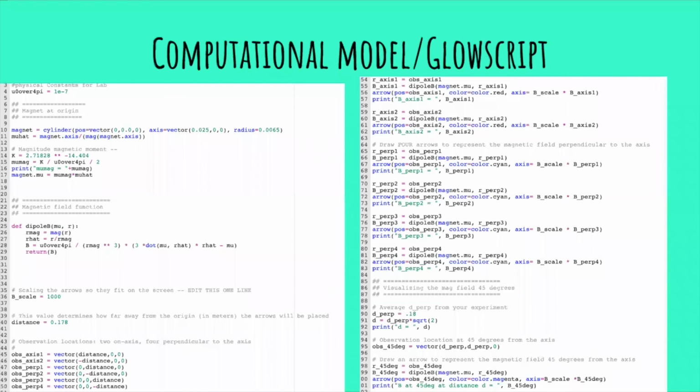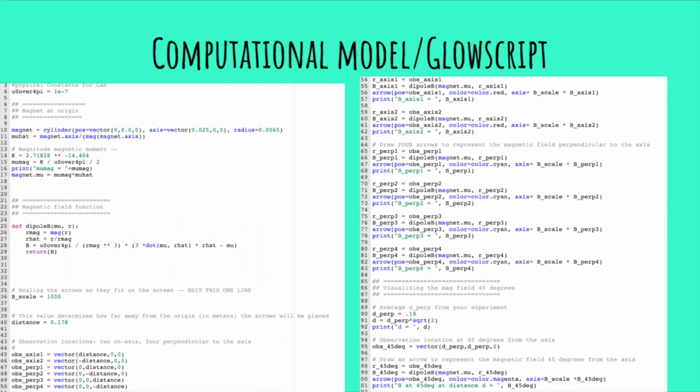Then for our computational model and our GlowScript code, here are screenshots of what the code looked like. On the far left, we have our physical constants, but we also have our k that was derived from the constant and from our y-intercept. We also have the function that defines the dipole with mu and r, and then we also have our distance that would be determined from the origin.